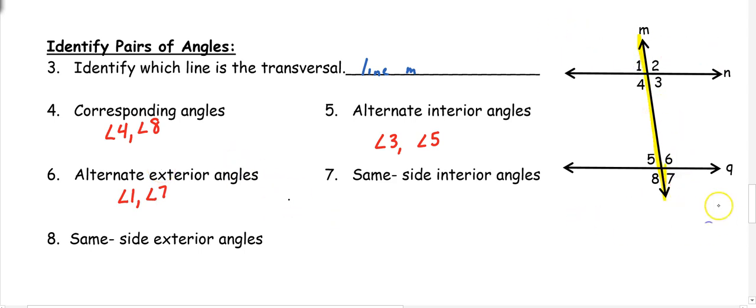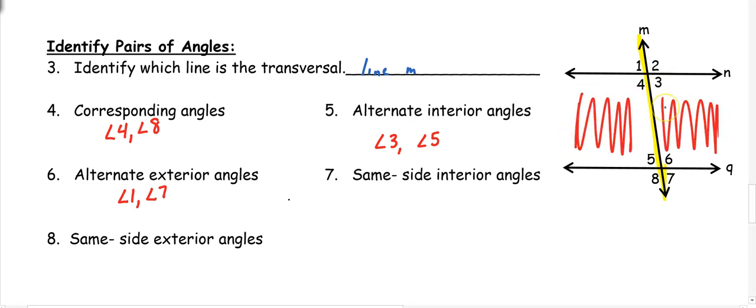Same side interior. Same side interior is between the lines, but on the same side of the transversal. So if we picked angle 4, angle 5 would also be on the same side.